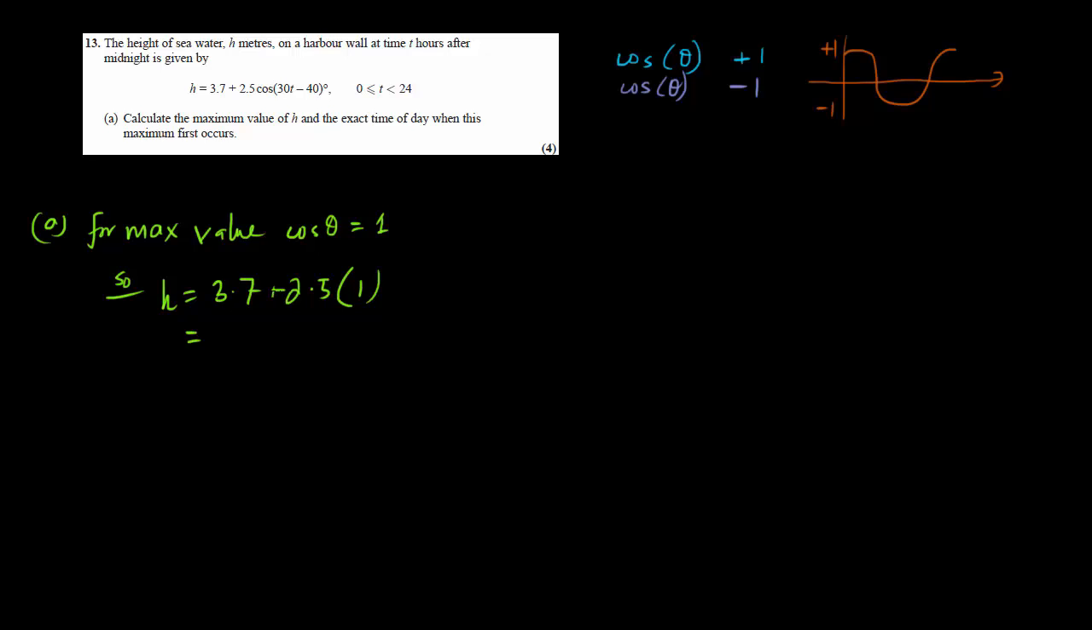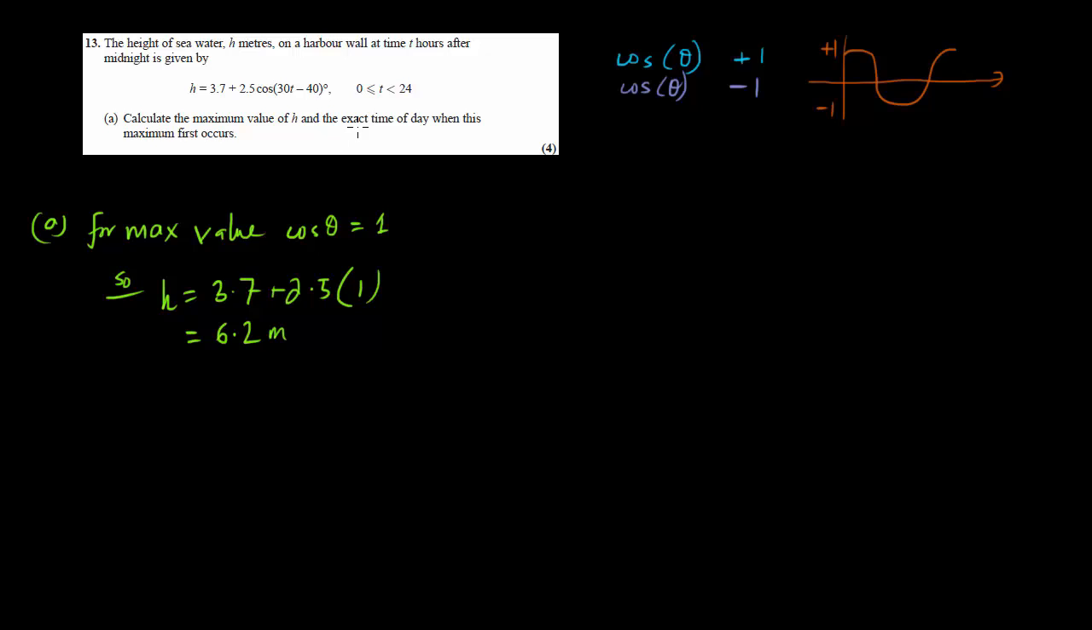So for this particular sum, we have to remember that for maximum value, cos theta equals 1. So h equals 3.7 plus 2.5 into cos theta, whatever theta is, it's 1. So that turns out to be 3.7 plus 2.5, which is 6.2. So it is 6.2 meters.